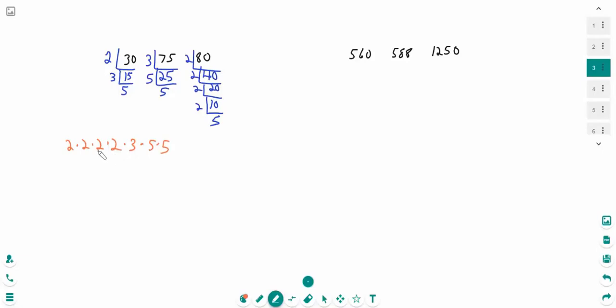150 times 2 again is going to be 300. 300 times 2 again is going to be 600. 600 times 2 again is going to be 1200. I think if I did that right, 1200 is the greatest common multiple. All right. Excellent. Let's go on to the next one.